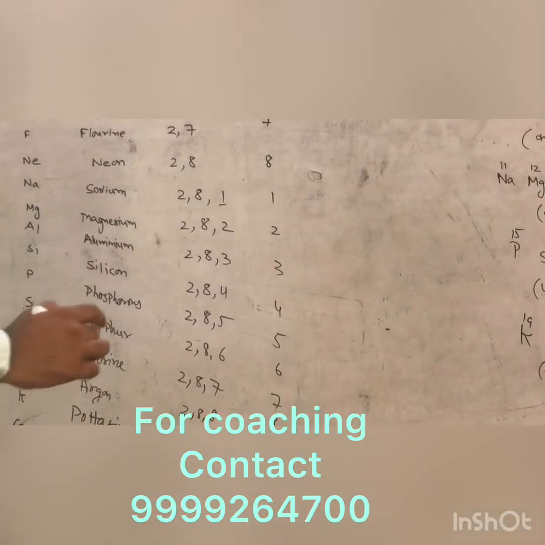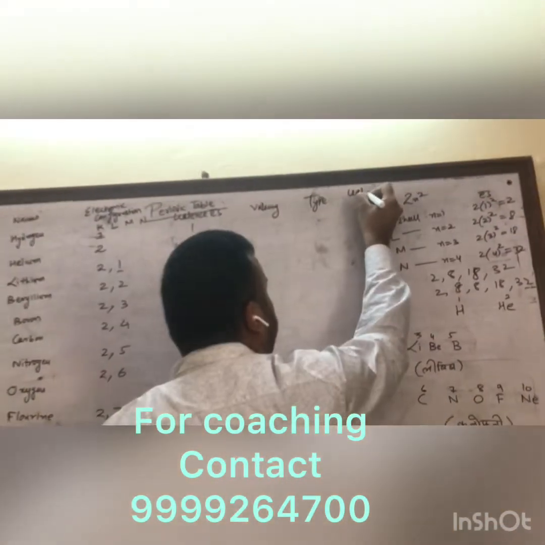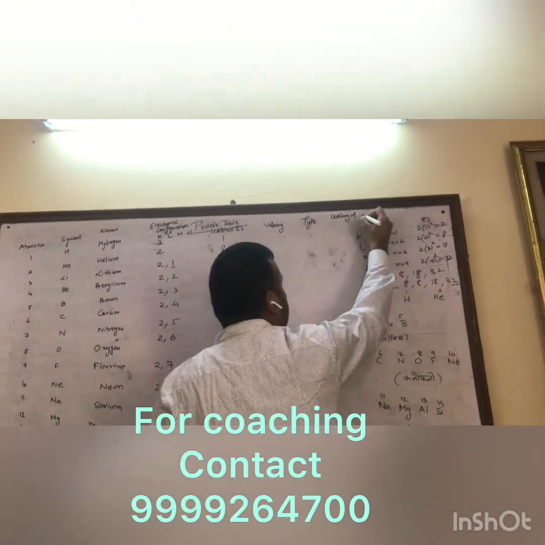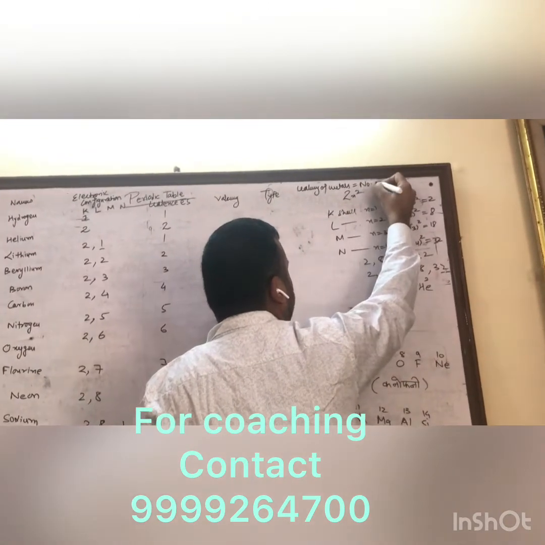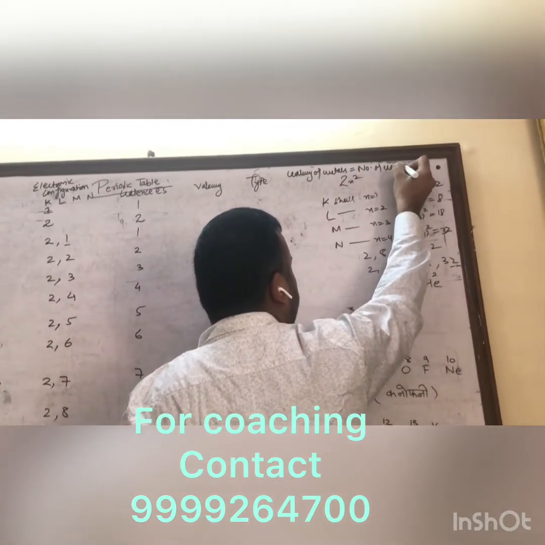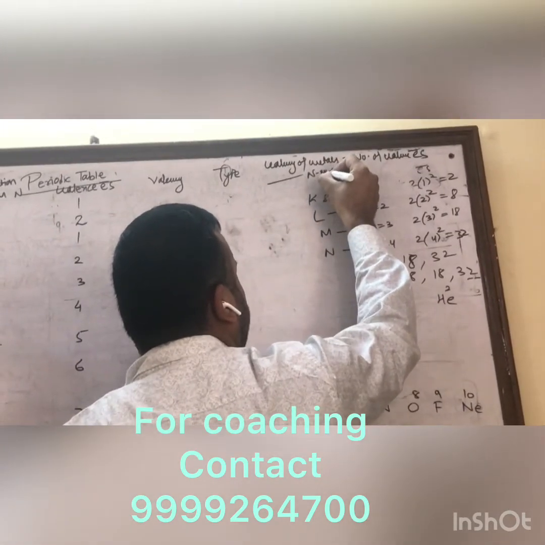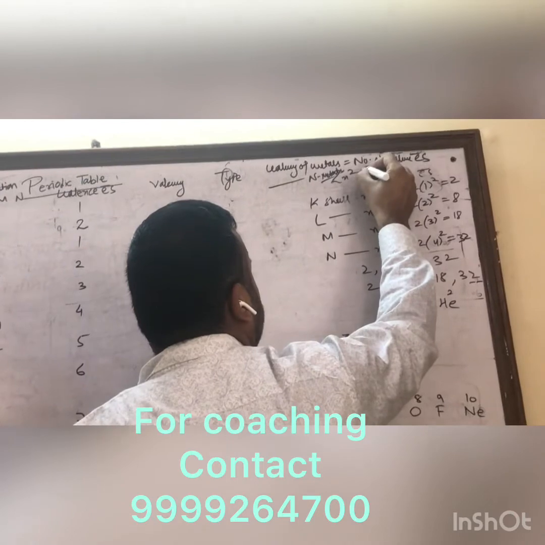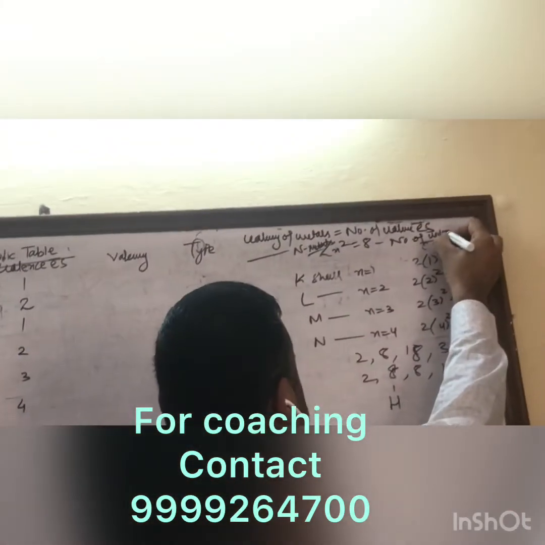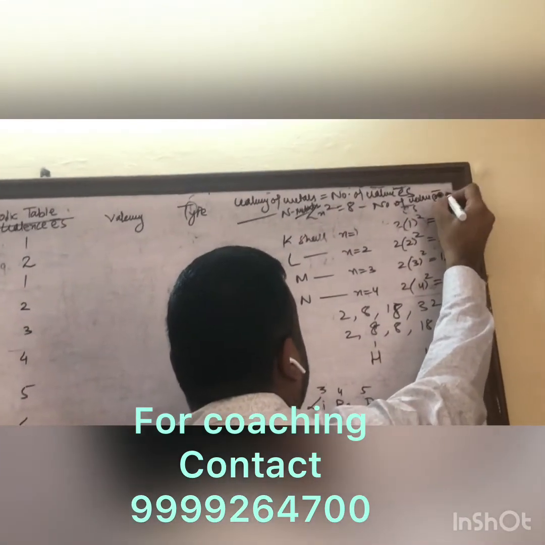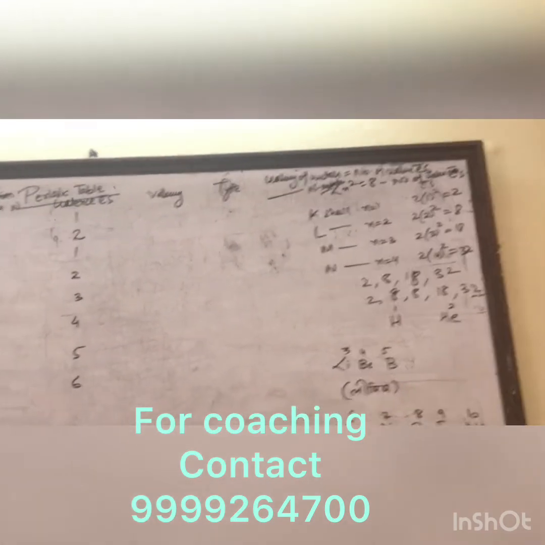When we talk about valency, I would like to give you one hint. Valency of metals is equal to number of valence electrons. I repeat, valency of metals is equal to number of valence electrons, and valency of non-metals is equal to 8 minus number of valence electrons. With the help of this simple formula, you can calculate the valency of a particular element, right?